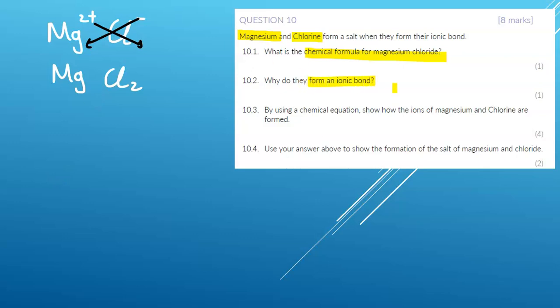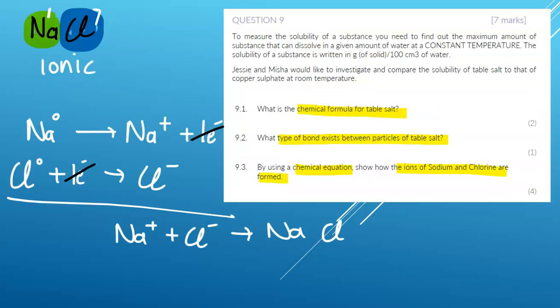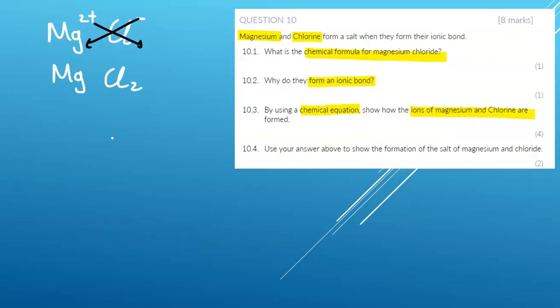Why do they form ionic bonds? You can just write the definition of an ionic bond. An ionic bond forms between metals and nonmetals. Then 10.3 again is using the chemical equation, show how the ions are formed. So if you didn't understand what just happened there, you have another chance. And if after this one it's still not clear, please let me know.